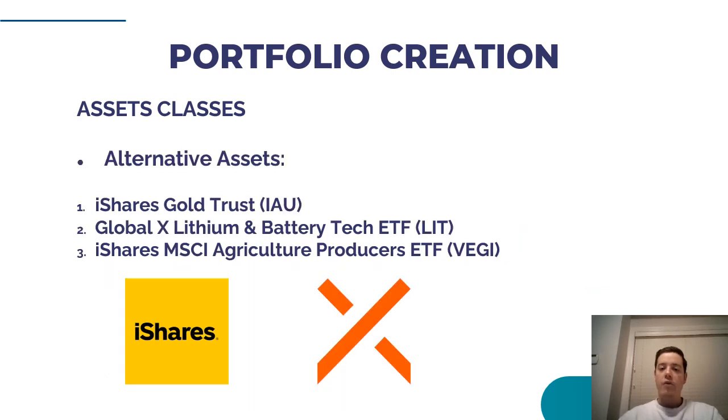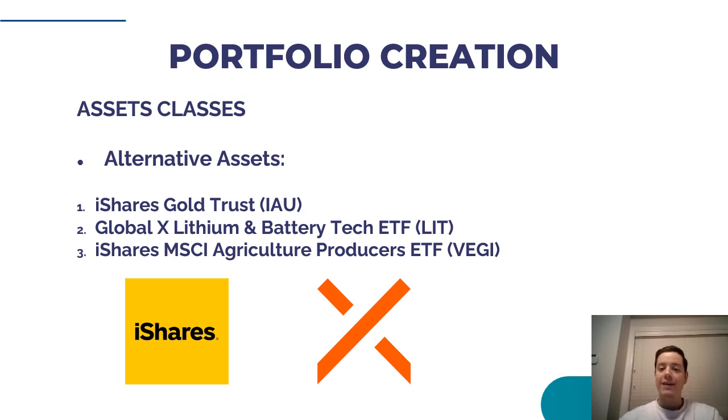The third type of asset comprising the portfolio is referred to as alternative assets. Firstly, I chose iShares Gold Trust. The fund directly invests in physical gold. Each share of the ETF represents a proportional ownership of the fund's gold holdings. This provides investors with a way to gain exposure to gold without physically owning the precious metal.